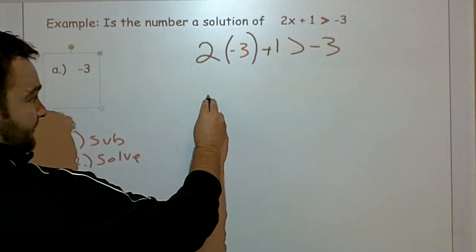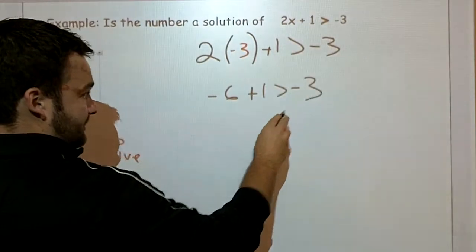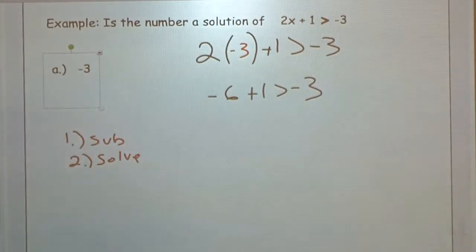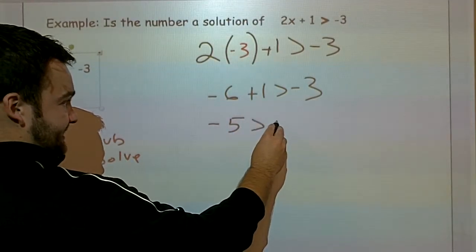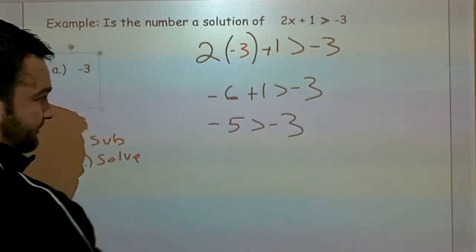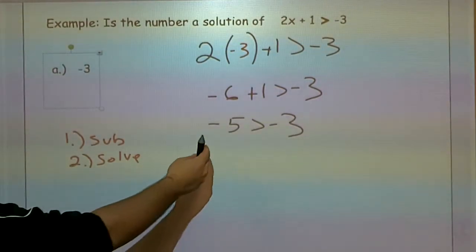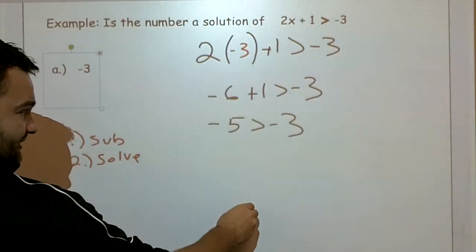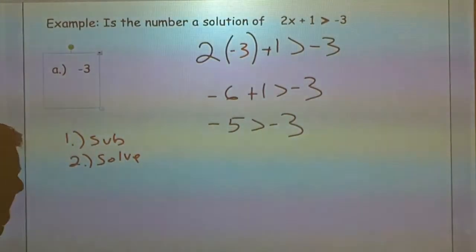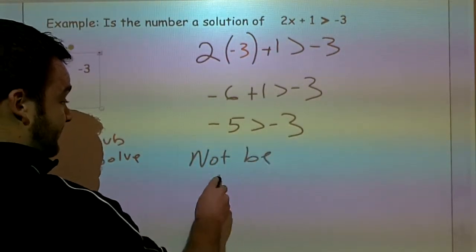So 2 times negative 3, that's negative 6, plus 1 is greater than negative 3. Negative 6 plus 1, that's a negative 5. Now, is that greater than negative 3? Is negative 5 greater than negative 3? Well, if you're $5 in the hole, you're kind of less. That is not greater than negative 3, so this one would not be a solution.